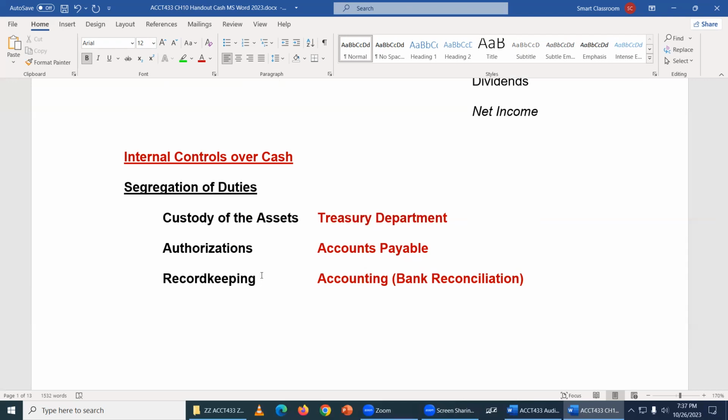If someone from the Treasury Department were to run off with a bunch of cash, the accounting department would find it because they do the bank reconciliation. They say, hey, how come that cash is all gone? And that would immediately trigger who took it. But if record keeping and custody duties were overlapped, they could make it disappear in accounting, and it'd be very difficult to find. So segregation of duties is one of those things where we have to segregate out who can do what.